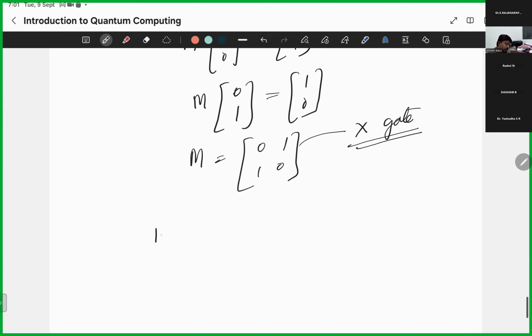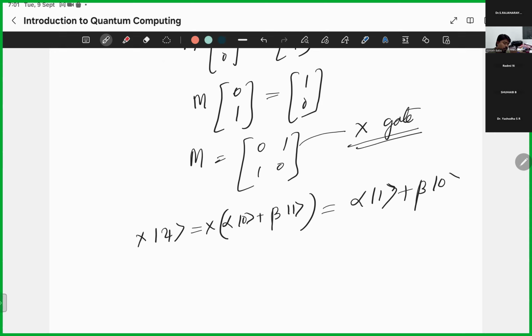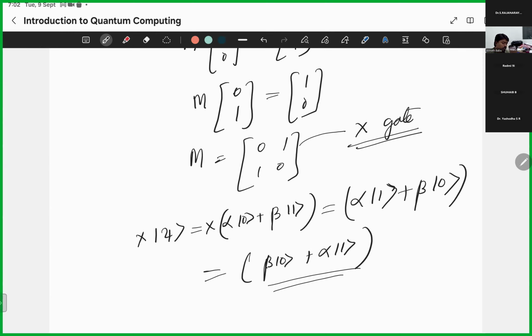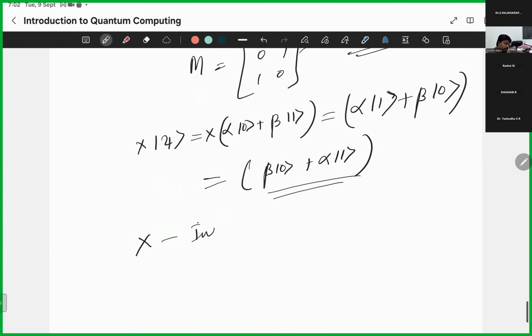Now, if you see a NOT acting on a quantum state, what it does is, as you can see, it shifts 0 to 1 and 1 to 0. If you carefully see what it does, it has actually shifted the probability amplitudes of 0 and 1. So the X gate interchanges the probability amplitudes. That is a very profound effect if you see.